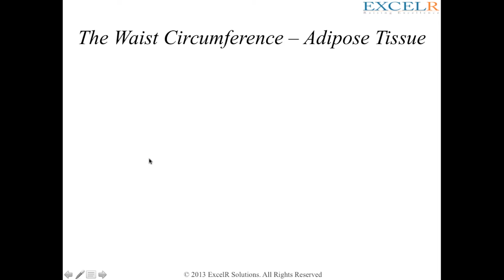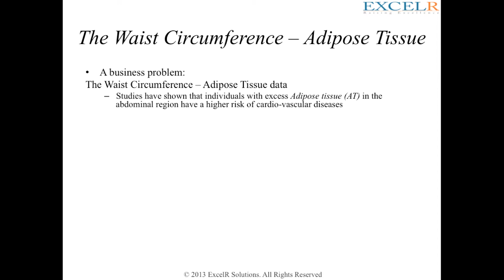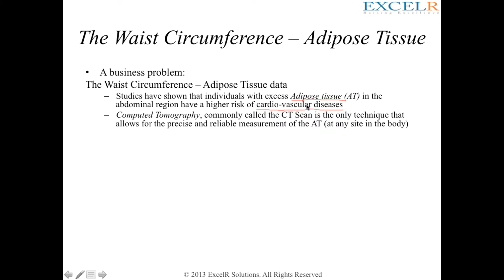All right. So here is a case study, the waist circumference adipose tissue case study. Here is a business problem. Studies have shown that individuals with excess adipose tissue in the abdominal region have a higher risk of cardiovascular diseases. The chance of you getting a heart stroke, etc. is higher. And the CT scan, which is computed tomography, is the only technique that allows for the precise and reliable measurement of adipose tissue at any body site.